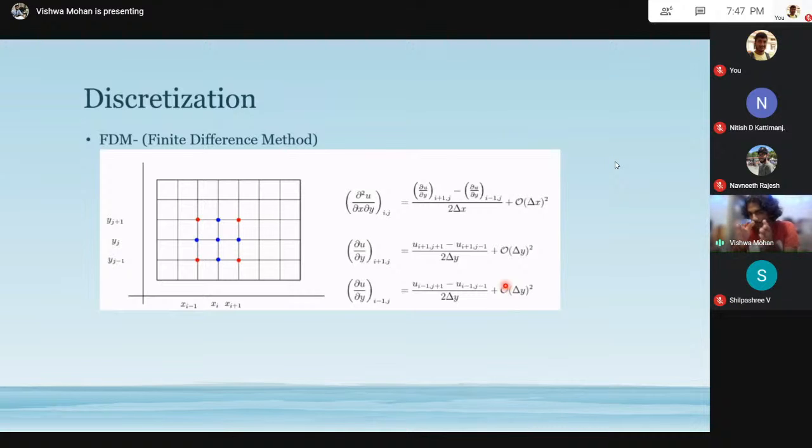How close can you get? You try to reduce these truncation terms, these truncated terms. If you reduce the order of those terms, this thing increases.